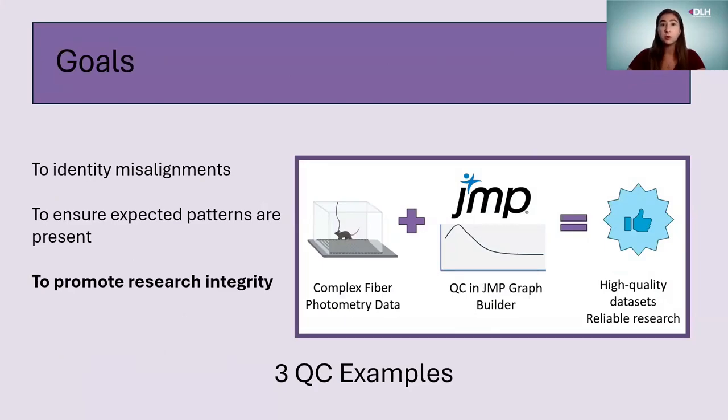So our goals with this project, we wanted to identify any misalignments in this data. We wanted to ensure that the patterns that we expected to be present were in fact present, and through this to promote research integrity. So I'm going to show you 3 different QC examples of how we took this fiber photometry data set, used JMP Graph Builder, and together got these high quality data sets for reliable research.